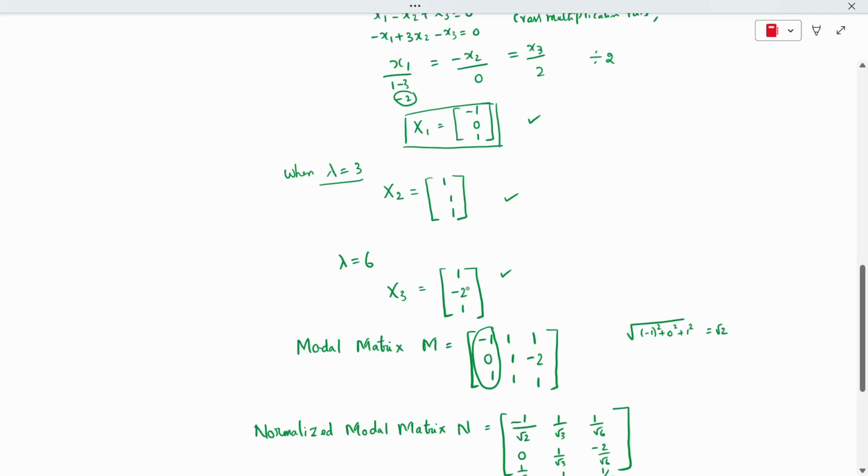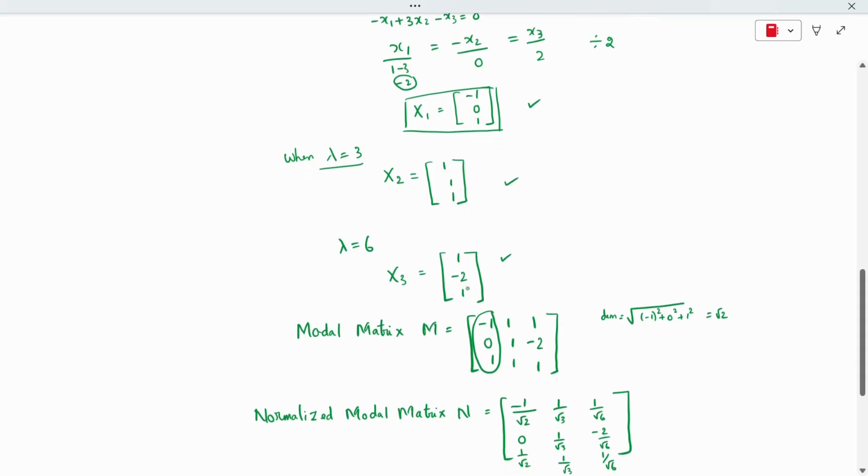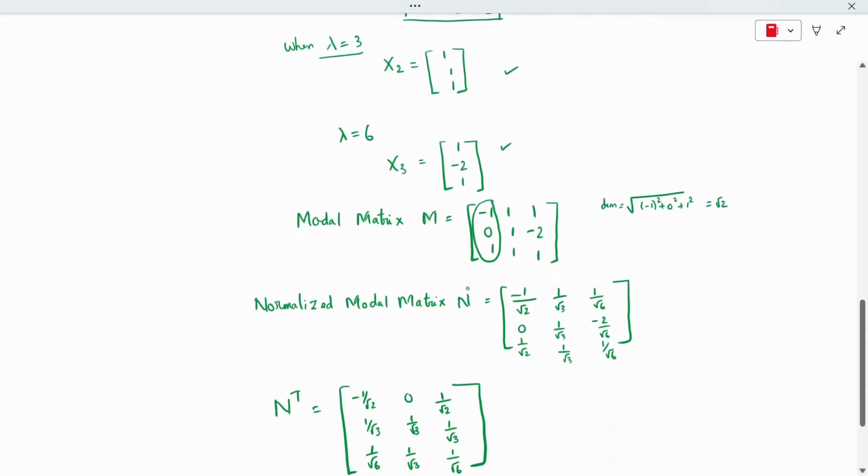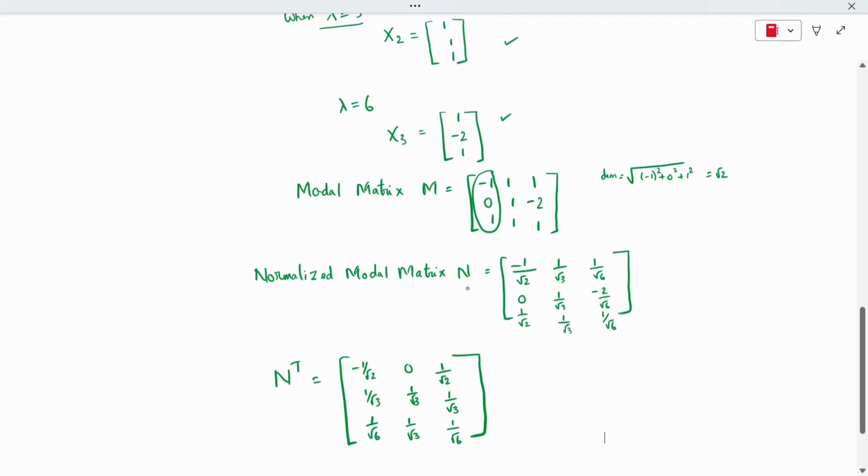Minus 1 divided by root of the denominator term, only this. In the same way, each element is divided like that, column wise. Then proceed the same for the next column: 1 divided by root of 1 squared plus 1 squared plus 1 squared, root 3. And 1 divided by root of 1 squared plus minus 2 the whole squared plus 1 squared, root 6. All the elements together are called the normalized modal matrix. N transpose you are able to write by interchanging rows and columns. So that is your N transpose.